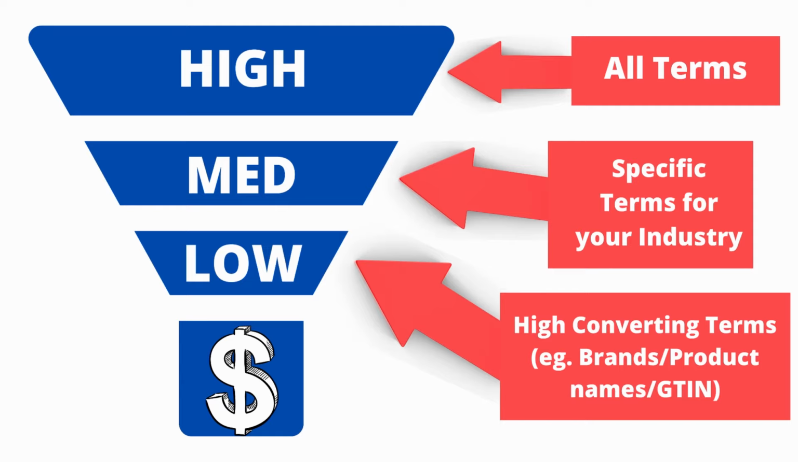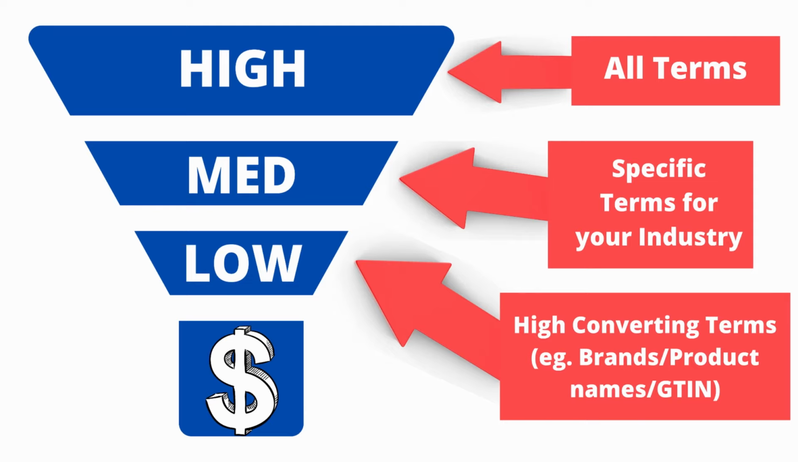So the first one here again is the high funnel. This is all terms. If you can picture all the people who are searching, they start at the high funnel, then they move down to the medium funnel if they have a search term that matches the criteria. So specific terms for your industry, like I said, could be different product descriptions, different things like that.